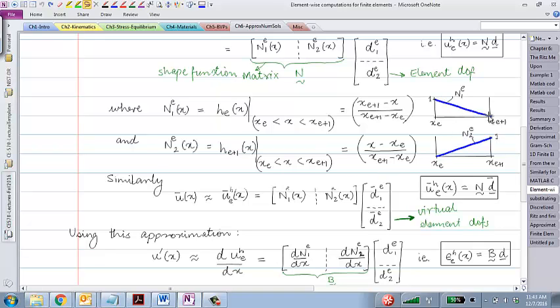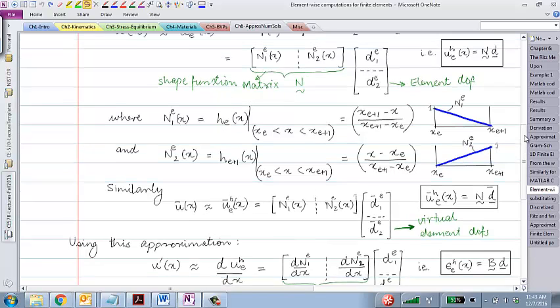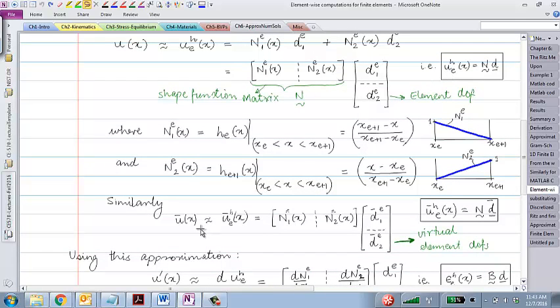And this is basically what's being said out here in words. This was the N1 function that goes from 1 to 0, and the N2 function associated with node 2 that goes from 0 to 1. And in terms of those two, you can approximate the real displacement, and in exactly the same manner, you can approximate the virtual displacement. Same shape functions, same N1, N2, but virtual degrees of freedom, D bar, on top.